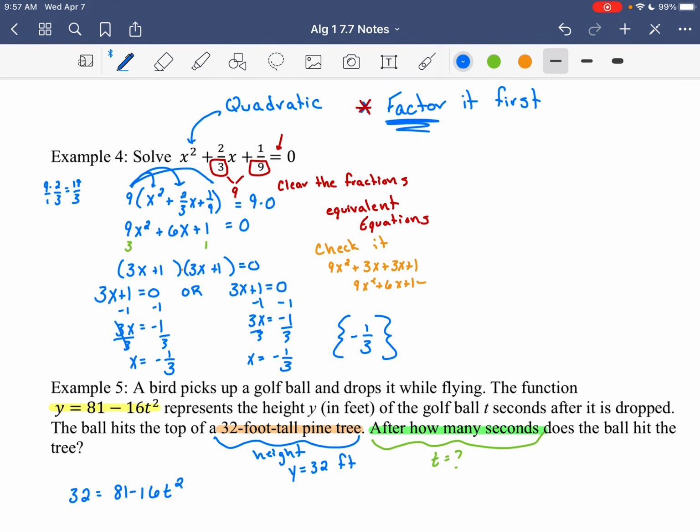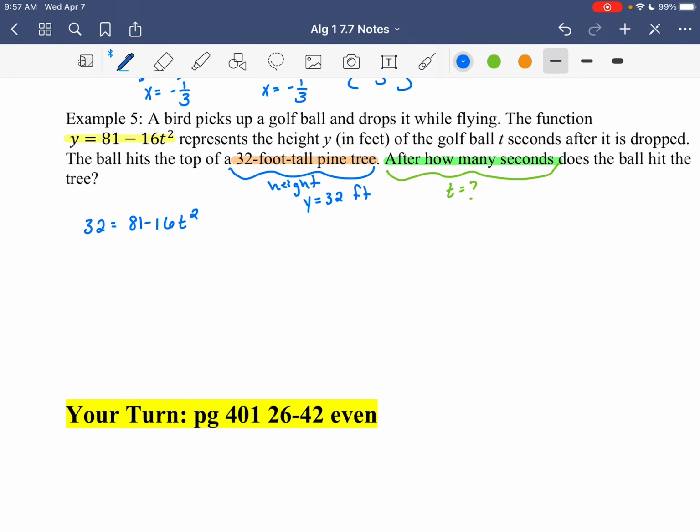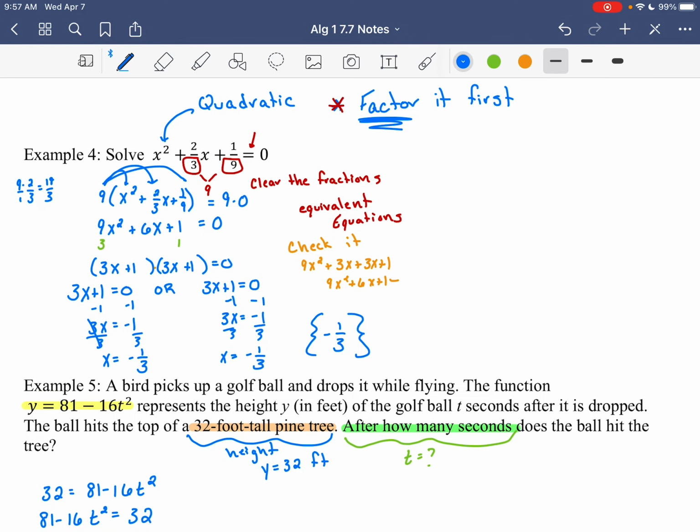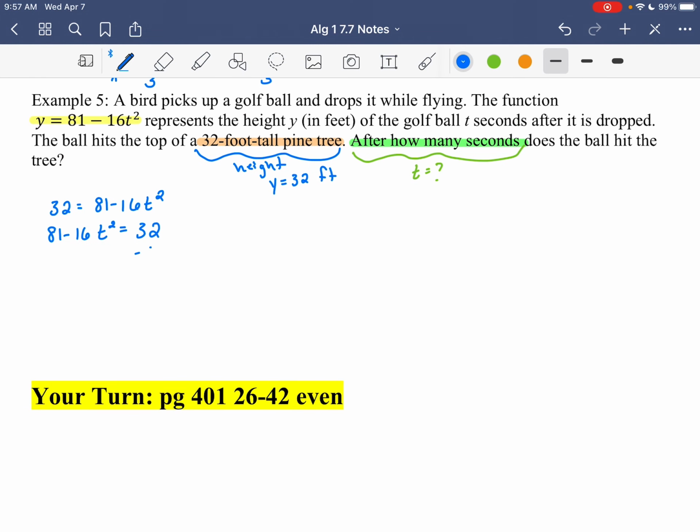If you notice, this one is quadratic too. It's got a t squared. So I'm going to rewrite it the other way. And again, I need to factor it first. Well, to factor it first, it has to be set equal to 0. So I'm going to subtract the 32 from both sides. 81 minus 32 is 49.